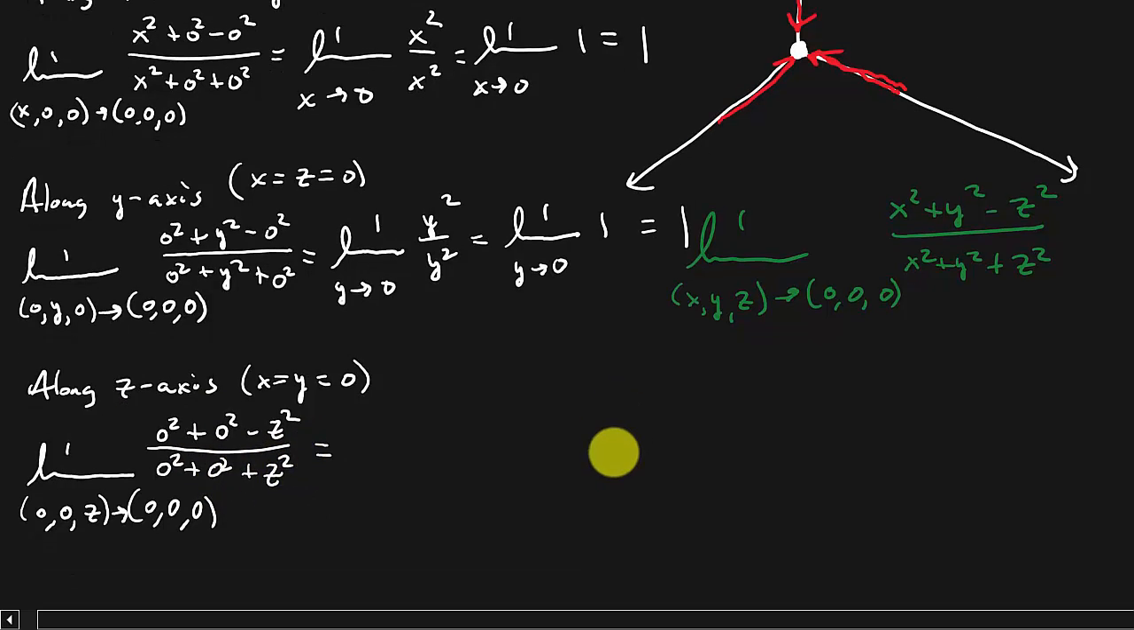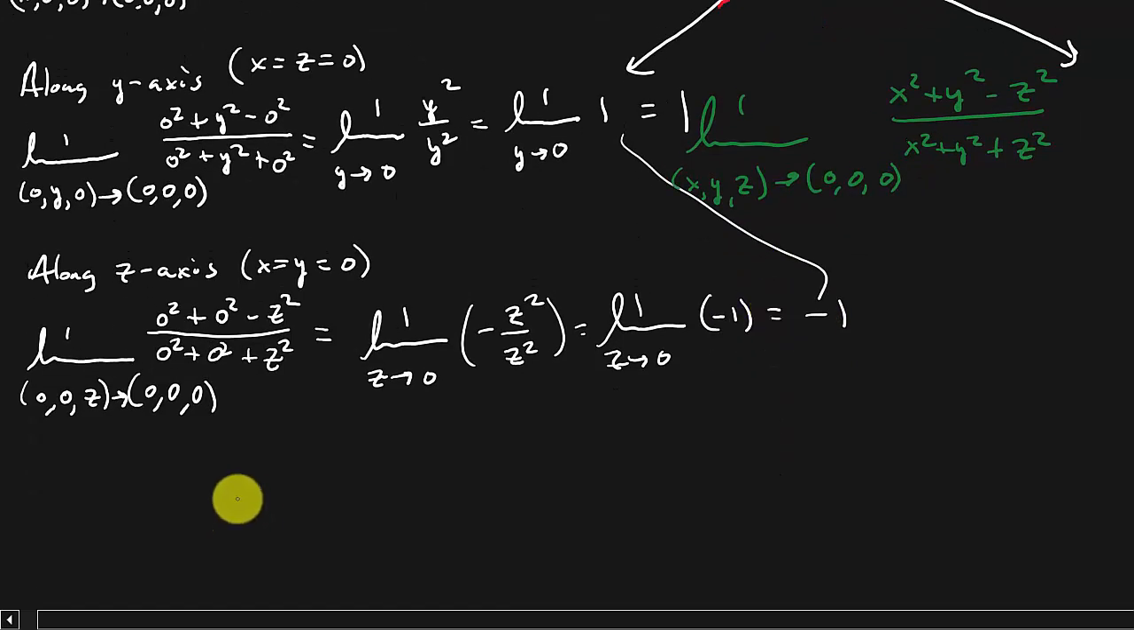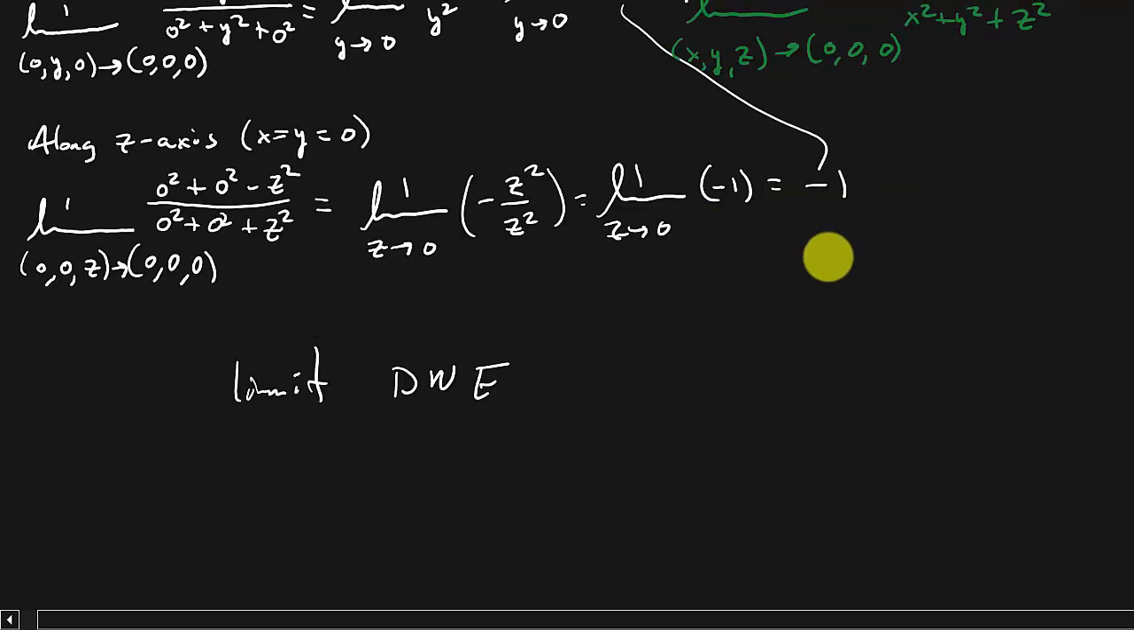You can probably see how this one's going to be different. This is going to be the limit as z goes to 0 of negative z squared over z squared, which is the limit as z goes to 0 of negative 1, which is negative 1. So we showed there those two limits are different. So this limit does not exist.